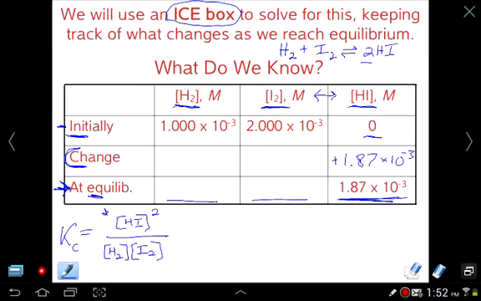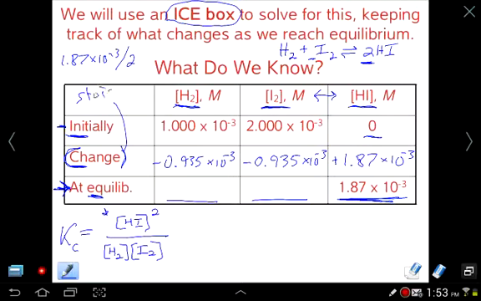Well, we know that stoichiometry shows that it's a 2-to-1 ratio, so we actually lost half as much as we gained, which means if we divide 1.87 times 10 to the negative third by 2, we'll find exactly how much we lost. And that's, we can say 0.935. So we lost 0.935 times 10 to the negative third in both these cases. Again, that was simply given to us by stoichiometry. So this change step is actually coming from stoichiometry.